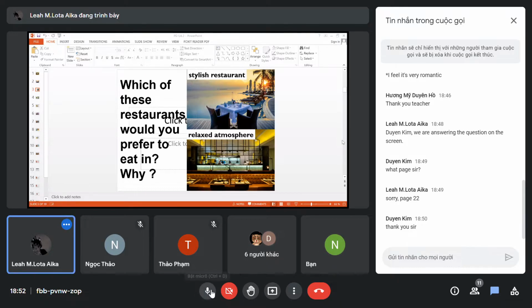Okay, so stylish restaurant. Yes, this kind of restaurant also comes with a relaxing atmosphere. It is maybe because of the view that we see there. When we are at the beach or near the shore, it's very comfortable and it's also very relaxing. Okay, next is from Lei Qing.